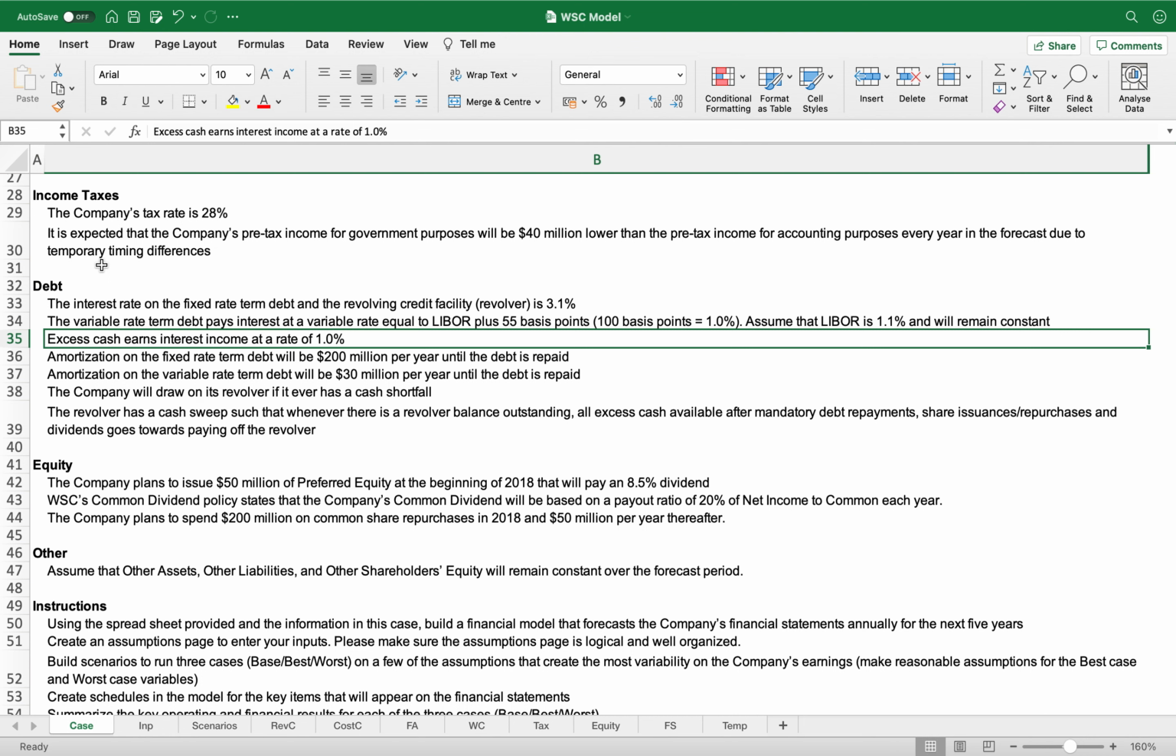Okay. Amortization on the variable rate term debt will be 300 million per year until the debt is repaid. So fixed debt will be repaid in the amounts of $200 million, while the variable debt will be repaid in the amounts of $30 million. Okay. The company will draw on its revolver if it ever has a cash shortfall.